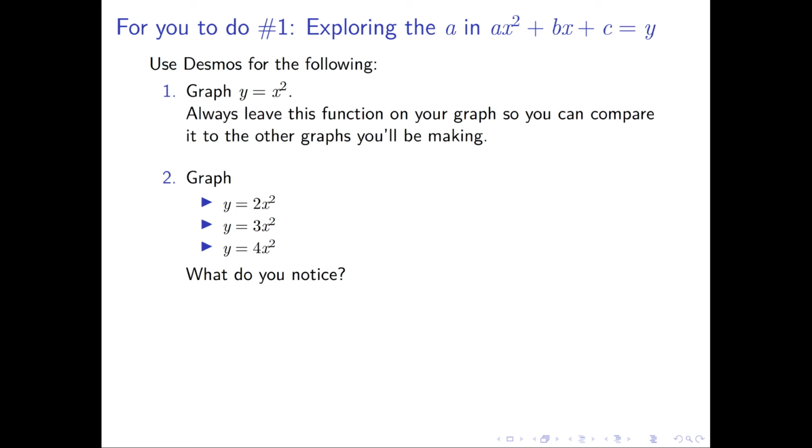Next, I'd like you to take a look at what happens if the coefficients of x squared are between 0 and 1. Okay, so try graphing these three, and again, after you've graphed them, draw them into your journal and write down some observations that you have about the effect of those values of a on the parent function. Stop the video.